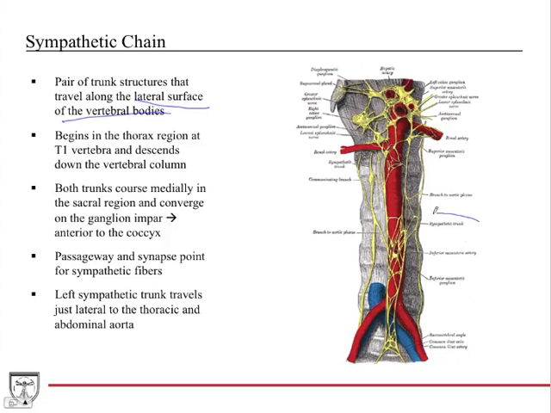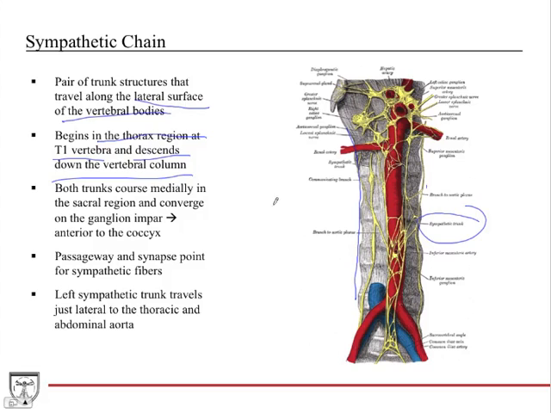So you can see it in the diagram here. It's traveling down this lateral surface. There's another one here that would travel down this lateral surface. You can actually see this in your cadaver. If you dissect down to the vertebral bodies, you'll see these beaded-like structures. It begins in the thorax at the T1 vertebra level, and then it descends down the vertebral column.